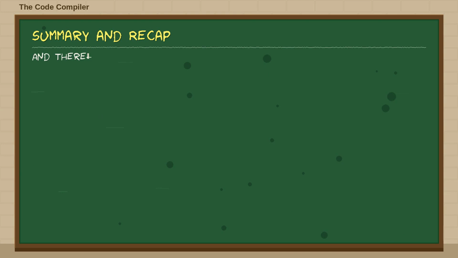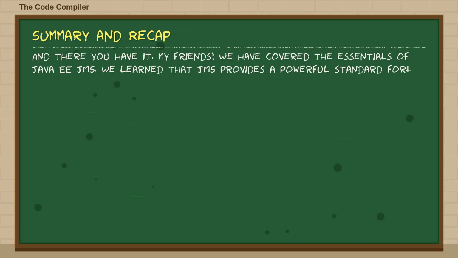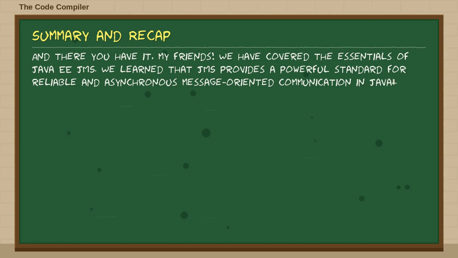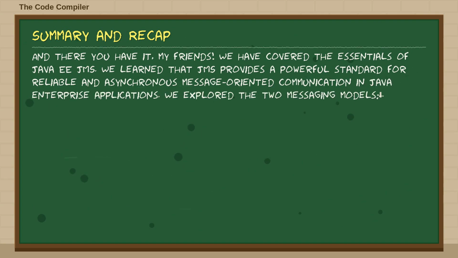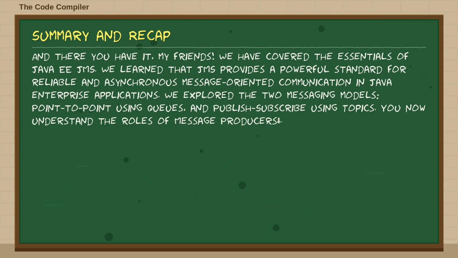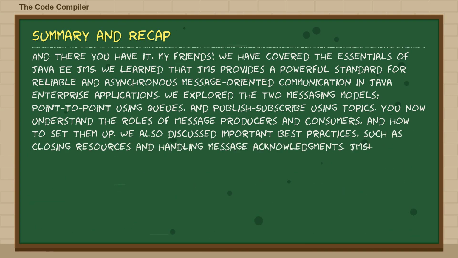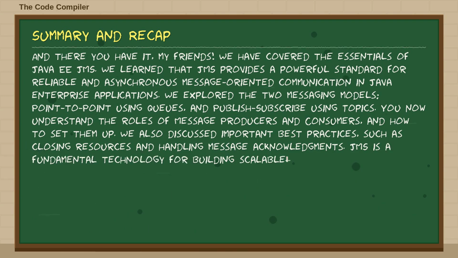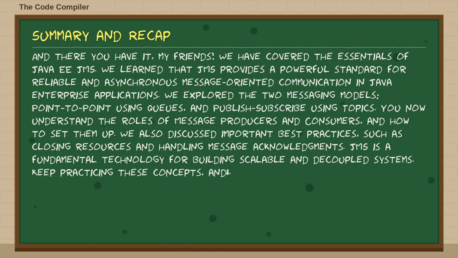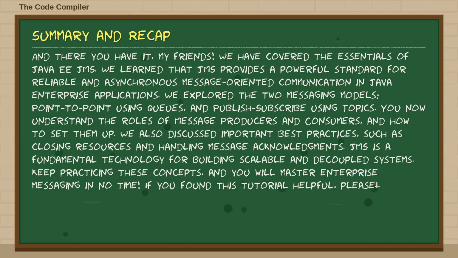And there you have it, my friends. We have covered the essentials of Java EE JMS. We learned that JMS provides a powerful standard for reliable and asynchronous message-oriented communication in Java enterprise applications. We explored the two messaging models, point-to-point using queues and publish-subscribe using topics. You now understand the roles of message producers and consumers and how to set them up. We also discussed important best practices, such as closing resources and handling message acknowledgements. JMS is a fundamental technology for building scalable and decoupled systems. Keep practicing these concepts, and you will master enterprise messaging in no time.